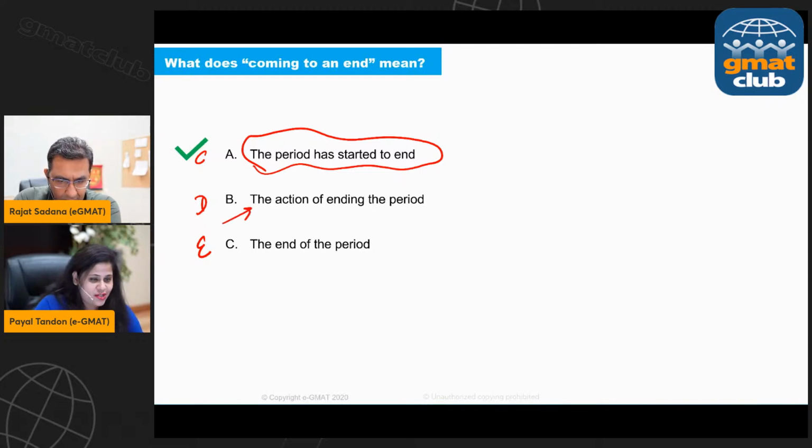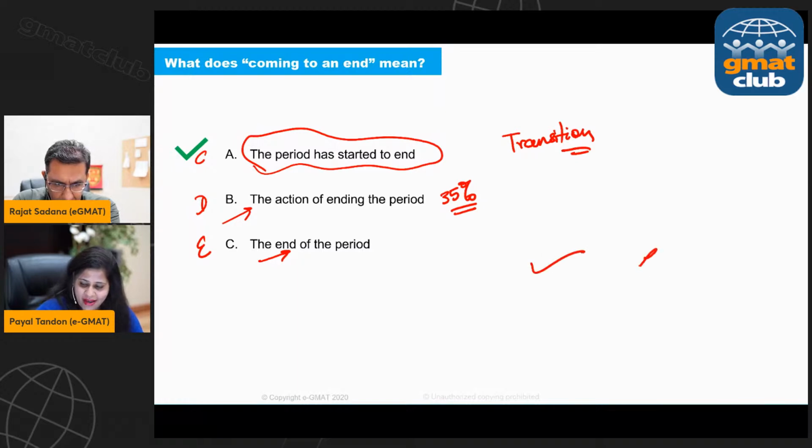It's not the action of ending the period, which corresponds to the 35% of the votes that were given to choice D. It is not the end of the period. It is that the period has started to end. It's that transition that the author wanted to communicate. And that's what we all need to understand before we even take a look at the answer choices, so that we answer the question correctly and in less time. Both of those things are important for you to get to that 90th percentile in SC.